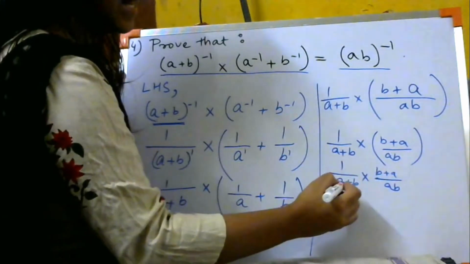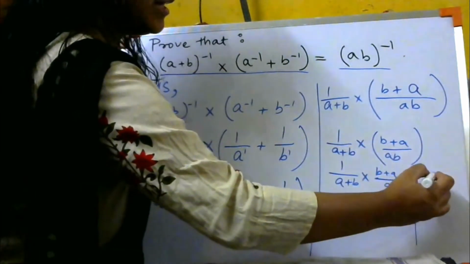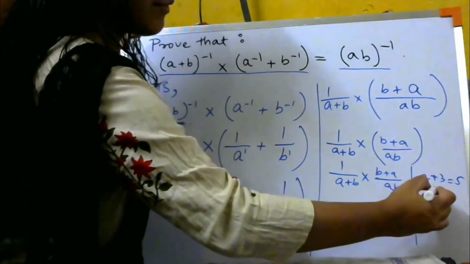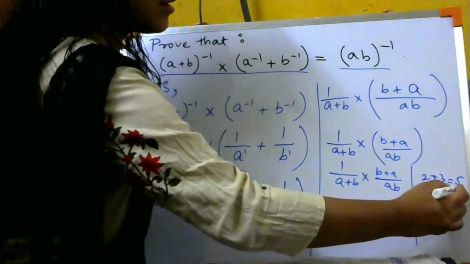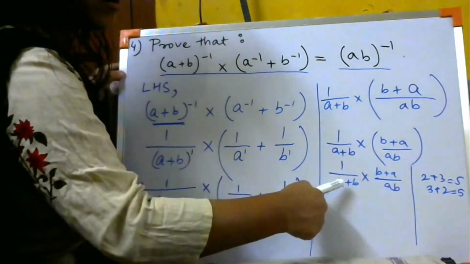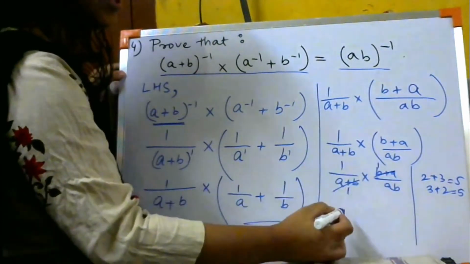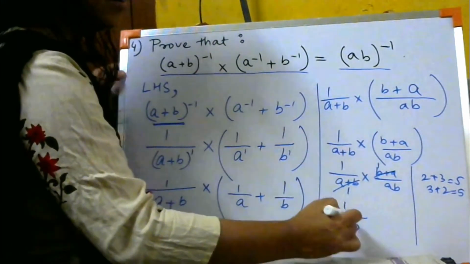अभी b plus a और a plus b they are the same thing. How? Let me give you an example. 2 plus 3 is equals to 5. 3 plus 2 is equals to 6 or 5? 5 only, isn't it? That's why this is same. b plus a or a plus b is the same thing. So I can cancel it. यहाँ पे 1, यहाँ पे 1. तो कितना आया? 1 by ab है ना.